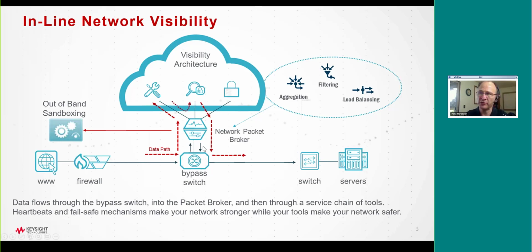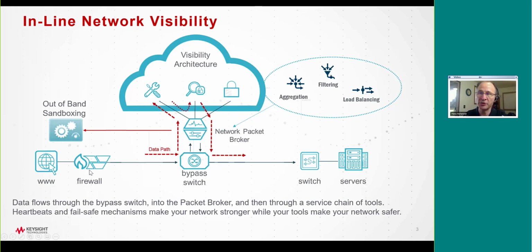The only thing that's a bump on the wire in your production network is this bypass switch. We keep the feature set very simple and robust on it. The mean time between failure in those is measured in years. They're very strong. The second thing, and a lot of customers really take advantage of, is this out-of-box sandboxing.